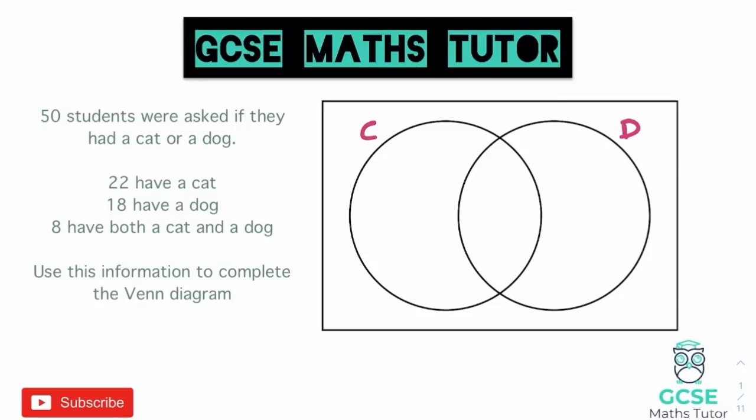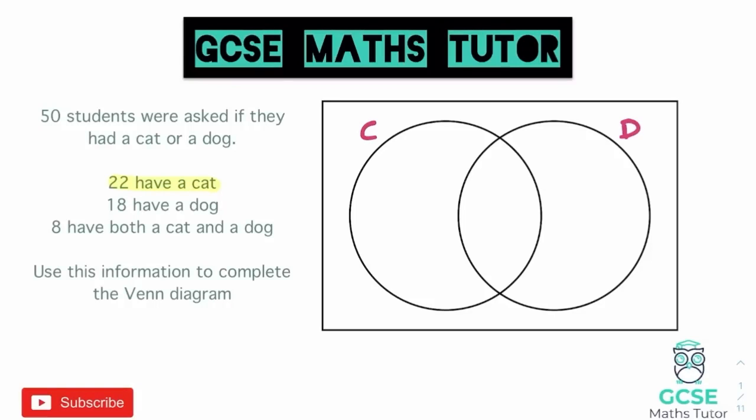So looking at this question, it first says to us that 22 have a cat. Now the problem with a Venn diagram is we can't just put 22 in this cat section because there are some people that also have a dog, so some of them are going to have to go in there. So don't just put the first number in straight away, instead let's read through the entire question and see what information we have been given that could be put straight in.